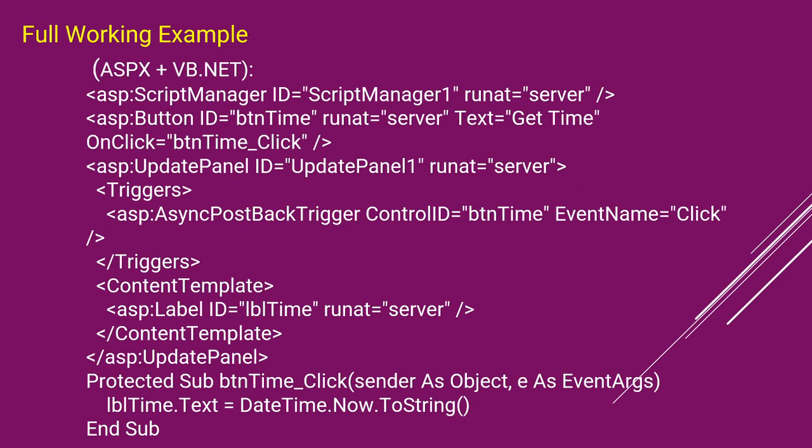This working example shows an external button updating the label inside an update panel using async postback trigger. The current time is fetched without a full reload.